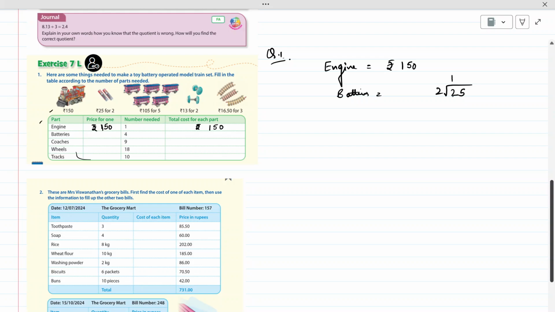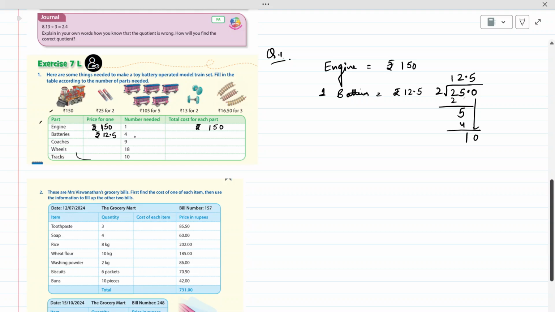So 2 into 1 is 2. Take down this 5. 2 into 2 is 4. 5 minus 4 is 1. Also, we are going to put a decimal over here so that we can write a 0 here. Same decimal will go to the quotient. Take this 0 down. This is 2 into 5. So the cost of one battery is rupees 12.5. Okay. So I'm writing rupees 12.5 here.